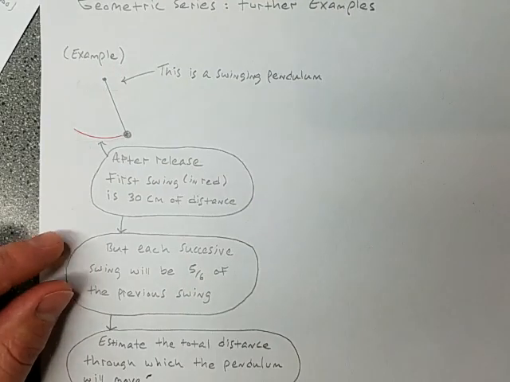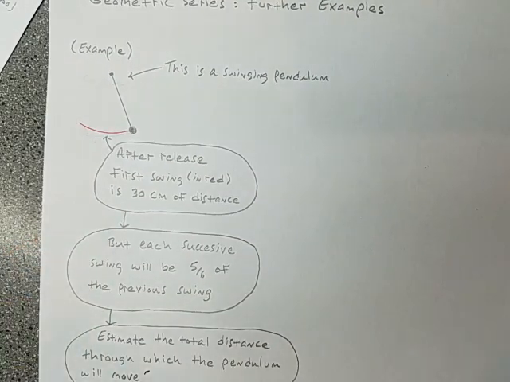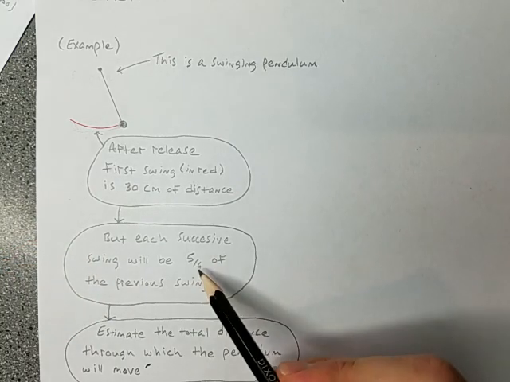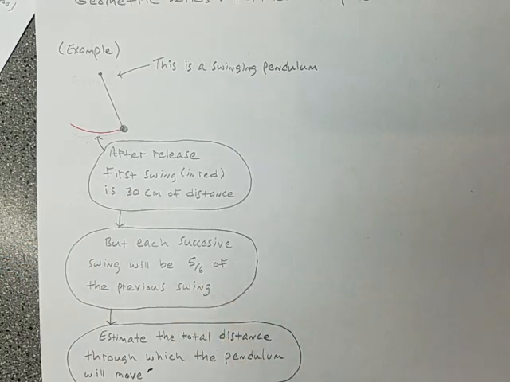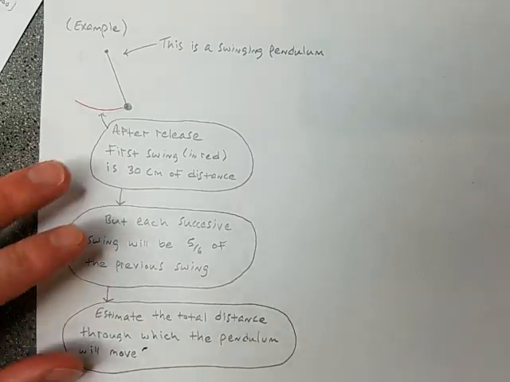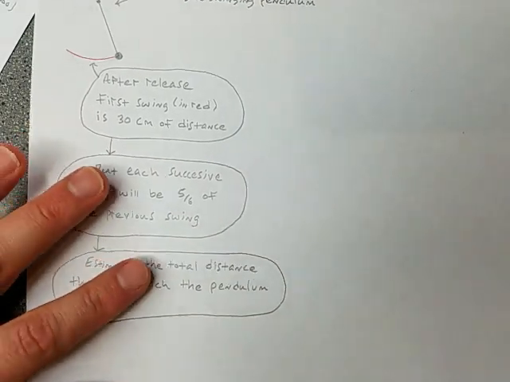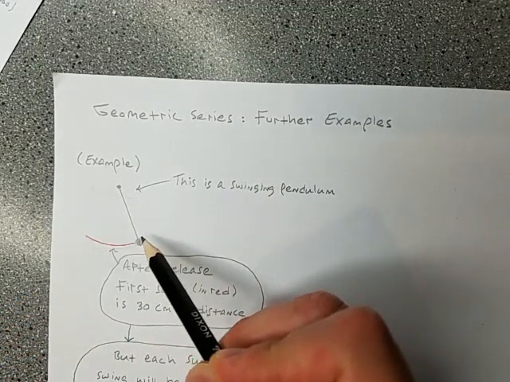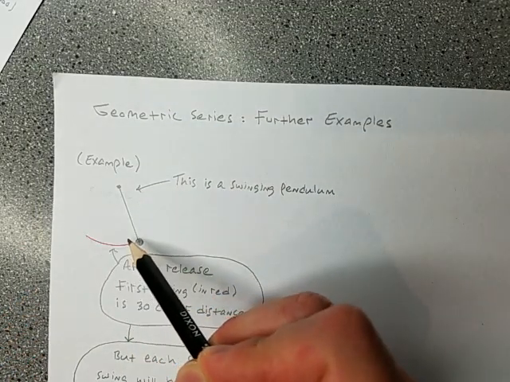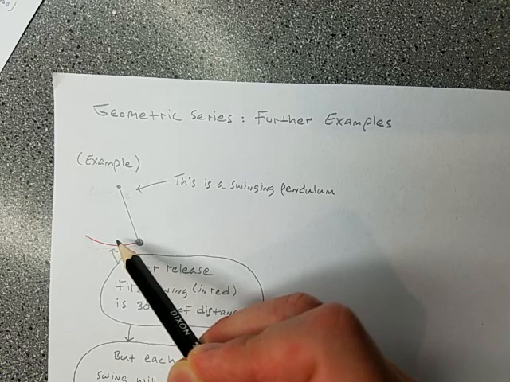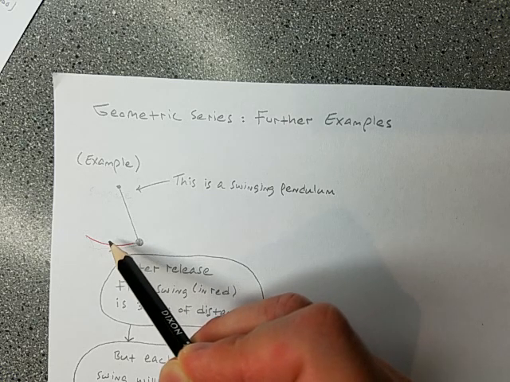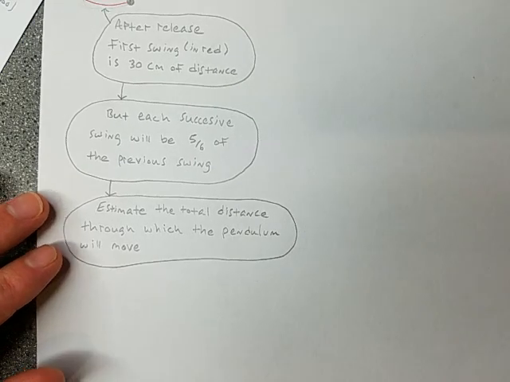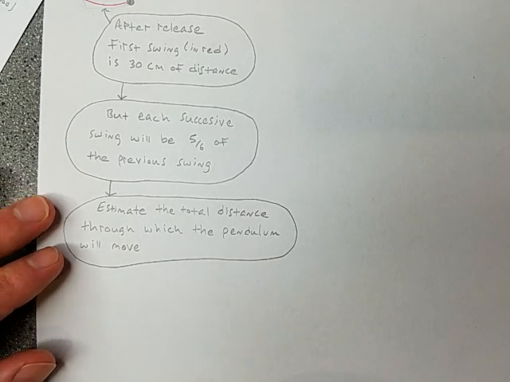So let's say here's the assumption with the way that this pendulum works. Each successive swing will be 5/6 of the previous swing. Can you, with this information, estimate the total distance through which the pendulum will move? Yeah, because it moves this way and then that way and then this way and then that way, and very gradually, less and less until it comes to a stop. Okay, so let's think of it like this.